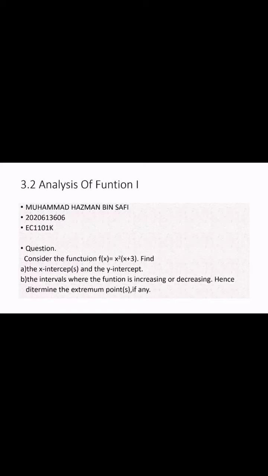For the x-intercepts, x1 equals 0 and x2 equals negative 6. And for the y-intercept, we need x equal to 0. For the result, y is equal to 0.